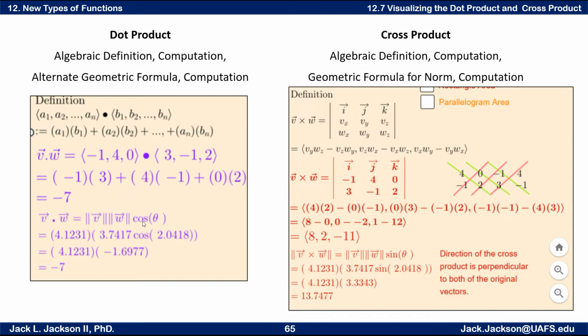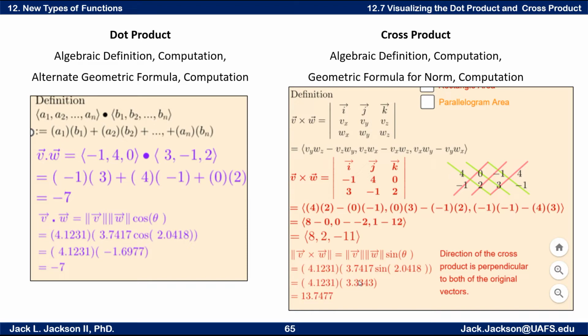And this time, instead of multiplying by the cosine of the angle, multiply by the sine of the angle. Now, the sine of the angle is always going to be positive because we're talking about an angle between 0 and pi. And if you multiply these two pieces together, that's the length of the perpendicular component. That is, if you project W onto V, it'll have a parallel component. The shadow will be of this length over here, the absolute value of this, about 1.6977. And then there's a perpendicular component to that, which will have a length of about 3.3343.